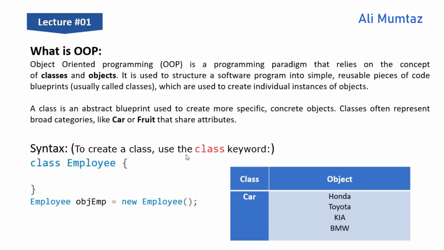When we say object oriented programming, it has two main concepts, which are classes and objects. So let's see what are classes and objects. A class is a blueprint or a template from which objects are created. You can see in the example, car is a class, and Honda, Toyota, Kia, BMW are the objects of that class.